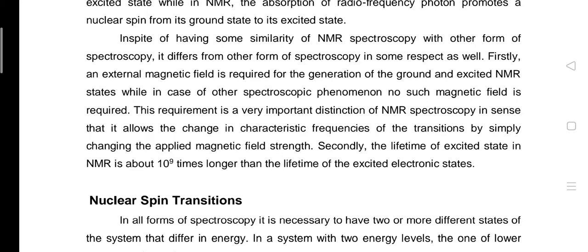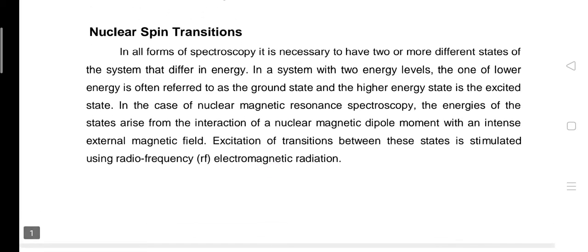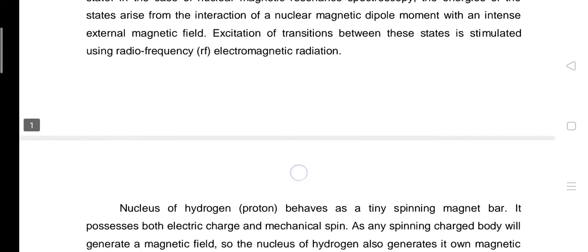Secondly, the lifetime of the excited state in NMR spectroscopy is about 10 to the power 9 times longer than that of the other electronic states. For nuclear spin transitions, as in all forms of spectroscopy, it is necessary to have two or more different states of the system that differ in energy. If you study that, it will be very understandable, I think.